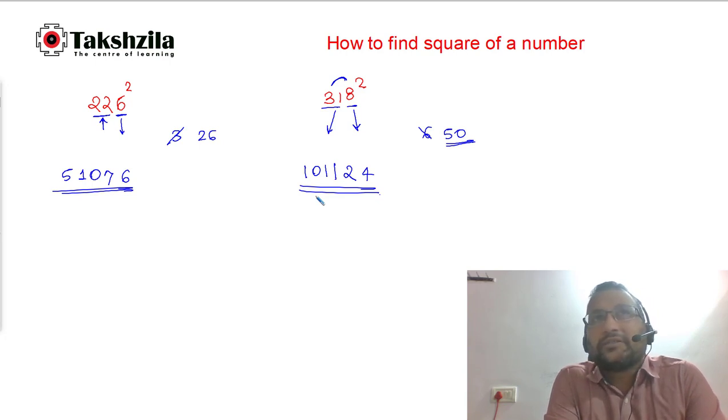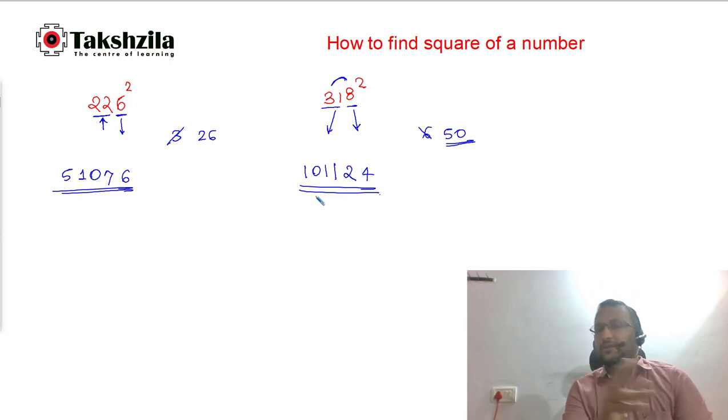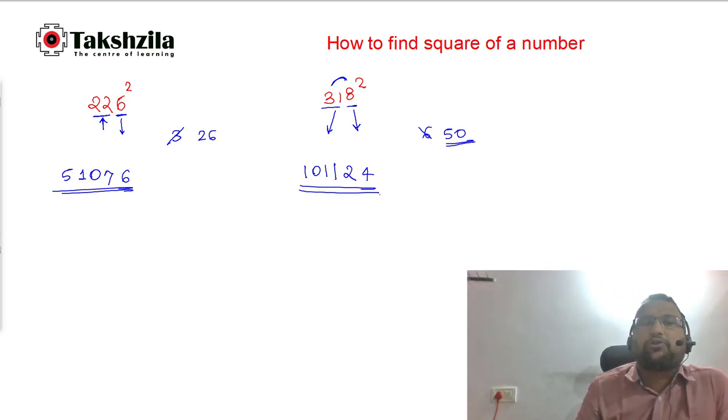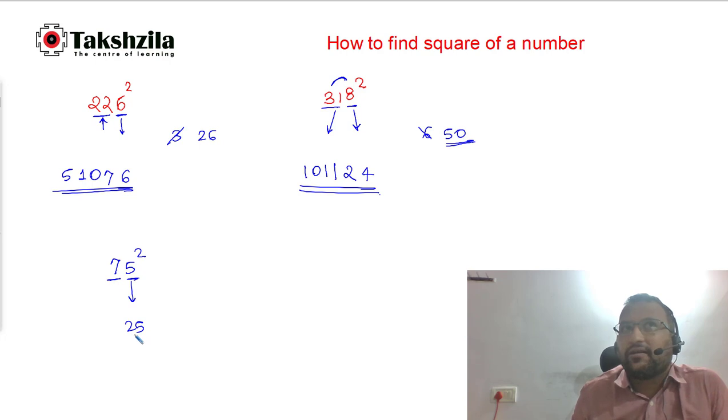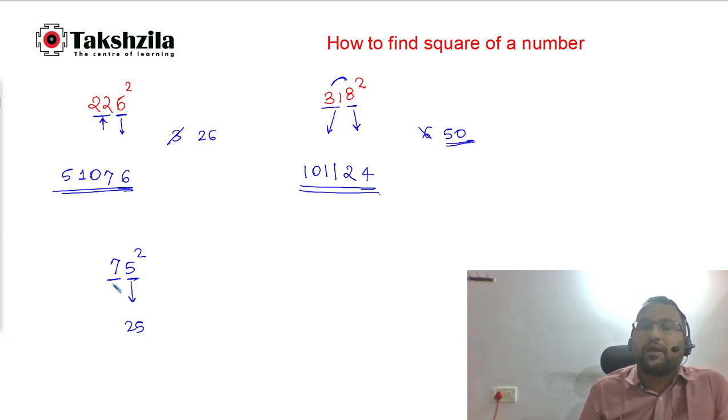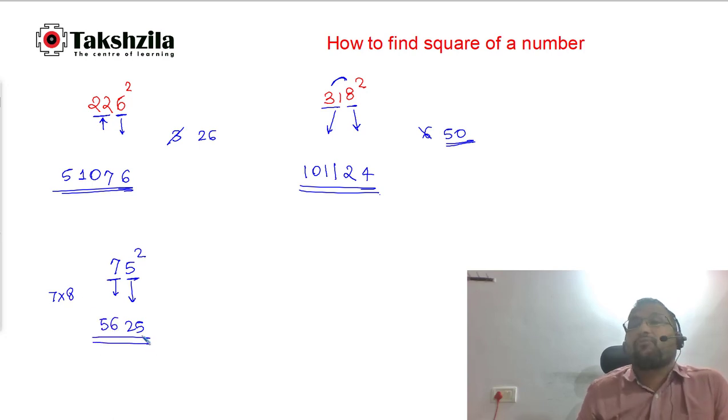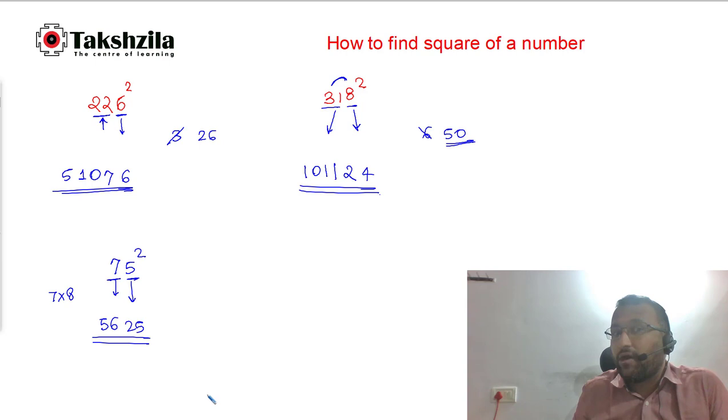After that, one more method is how to find the square of a number with unit digit 5. Let's have a look at that. That is again a frequent calculation. For example, if I want to find the square of 75, separate the unit digit. 5 square is 25. And how to find the digits before 25? What you need to do is 7 into the next number, 8, is 56. This is the square of 75.